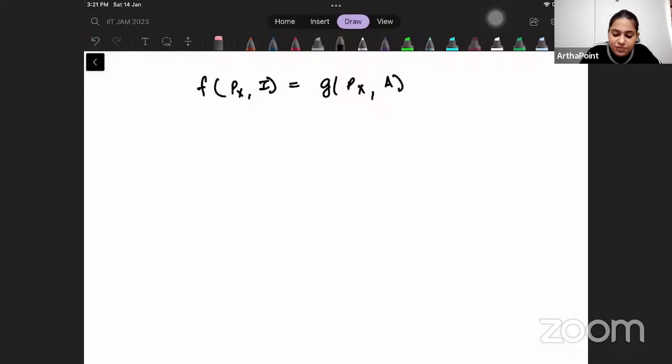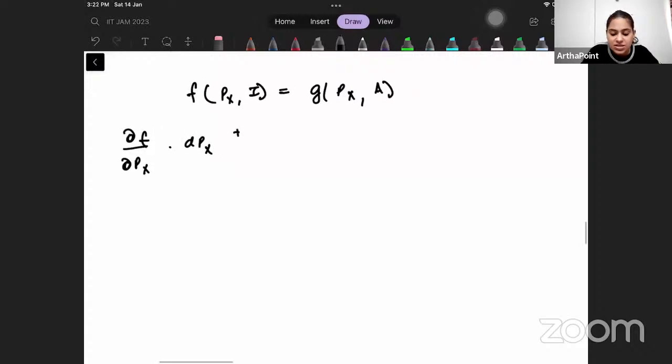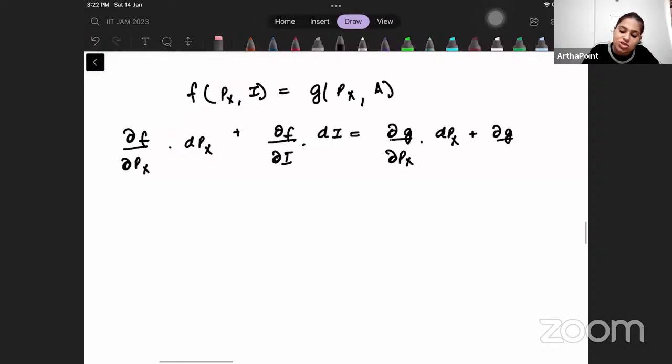Now, you must know how to differentiate these functions. So f is a function of Px and I. If I have to do a total differentiation, f changes with respect to Px, dPx, plus f changes with respect to I, dI, g changes with respect to Px, dPx, g changes with respect to A.